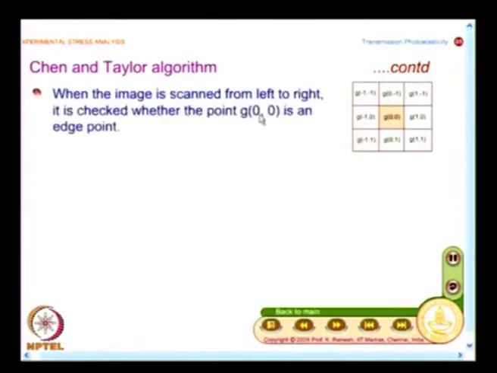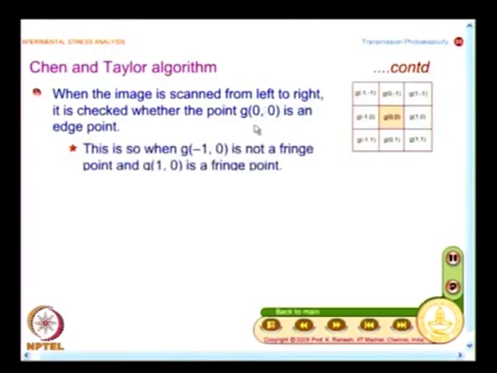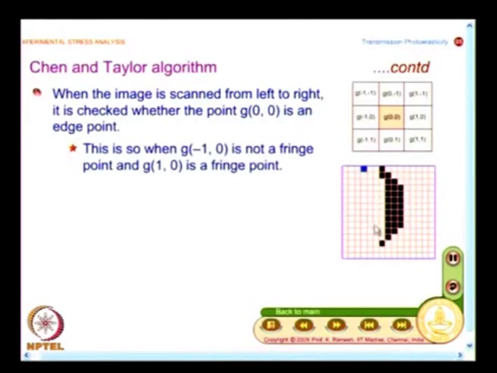So, we are scanning the image from left to right, we want to find out whether Z0,0 is to be eliminated. And in the first step, it has retained this pixel and now the blue pixel is in this region. Now, we will have to look at a 3 by 3 mask around it and investigate whether this pixel can be retained or eliminated.